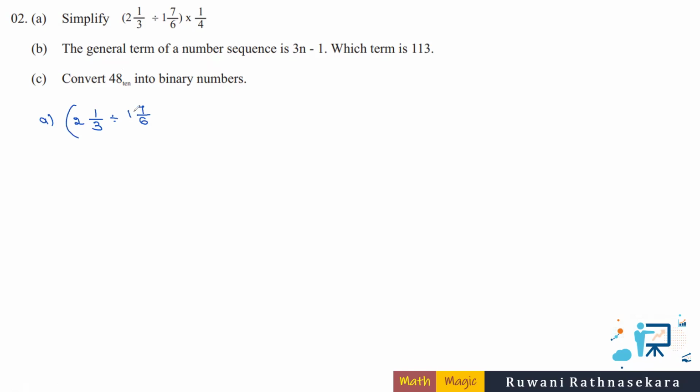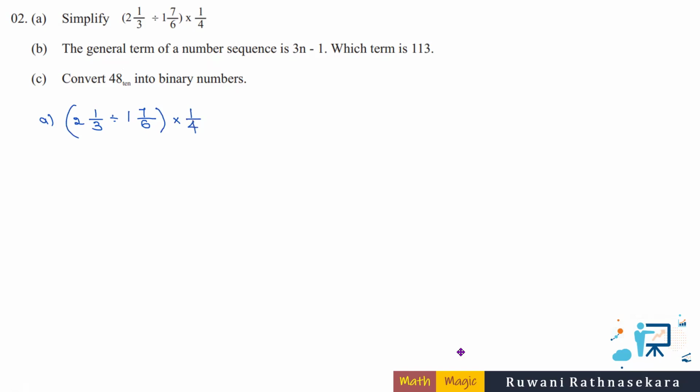There's a small issue with 7/6 because this is an improper fraction, but there's no issue because it's what's given in the paper. So let's write it that way. I'm sorry. It's fine. You can keep it this way. Let's see what happens. Into 1/4.